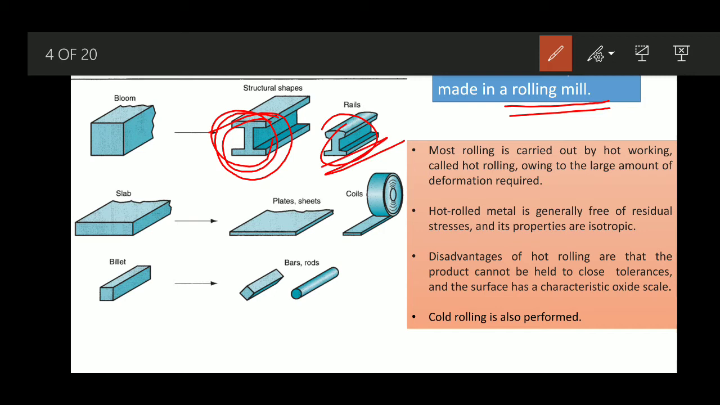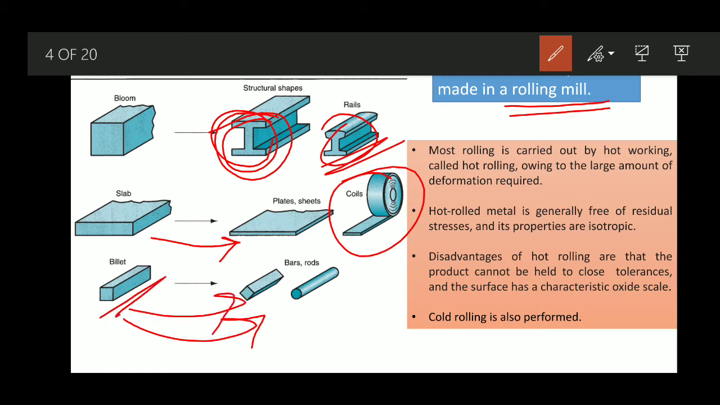Similarly, from slab we can make different plates or sheets, or it can be rolled as coils. Similarly, from billet we may make different bars, rod shapes, etcetera. So these are the intermediate steps. From here, the final step we have is the sheet.